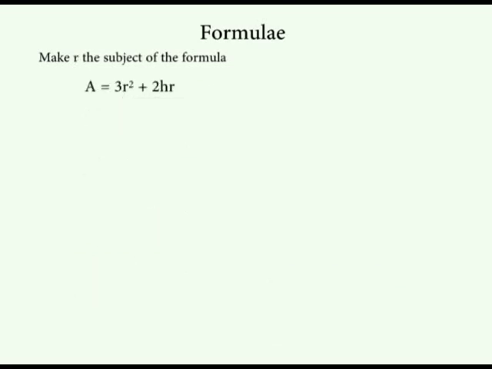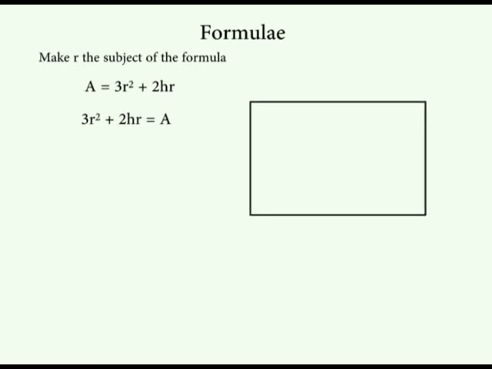Let's see the last one. Make R the subject of the formula. A = 3R² + 2HR. Now I'm looking at this formula and trying to relate it with the general quadratic equation x² + bx + c = 0. If I rewrite this formula as 3r² + 2hr - a = 0, that looks like the quadratic formula. In this case, x is replaced by r.